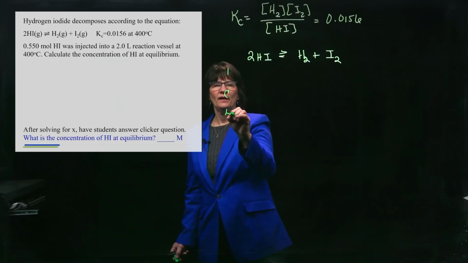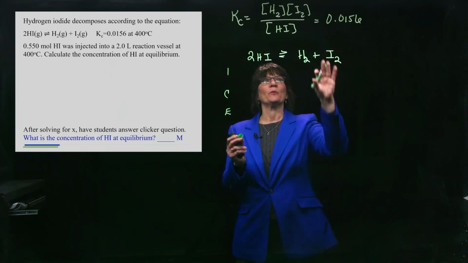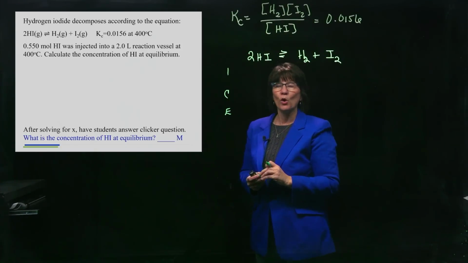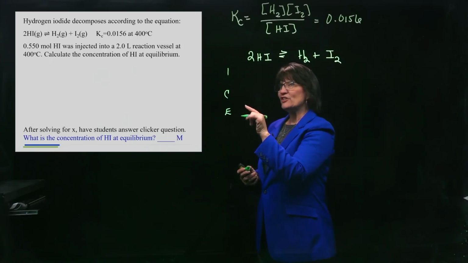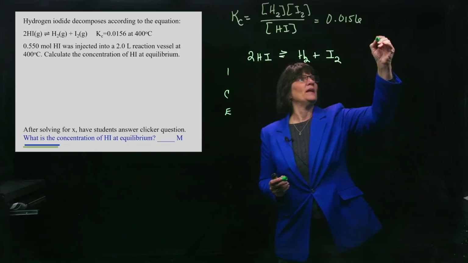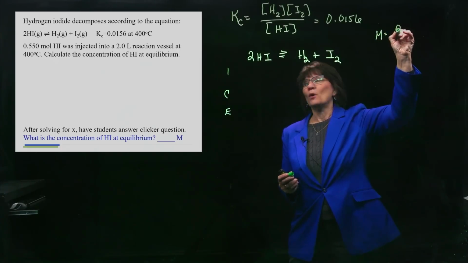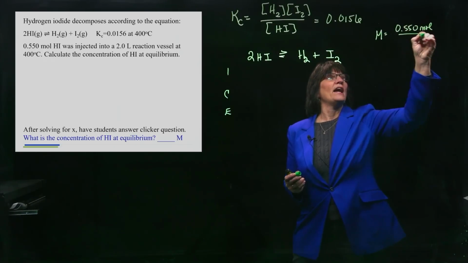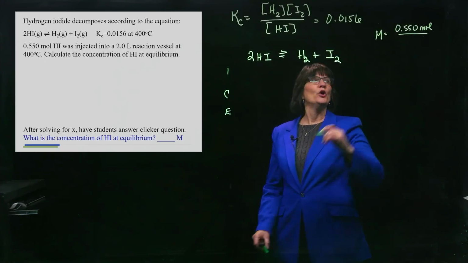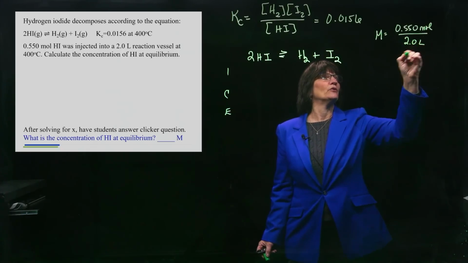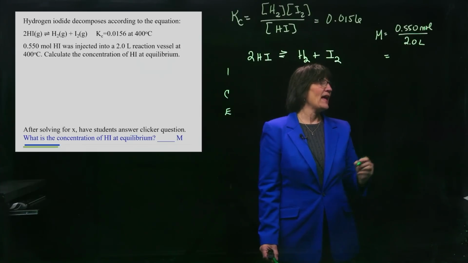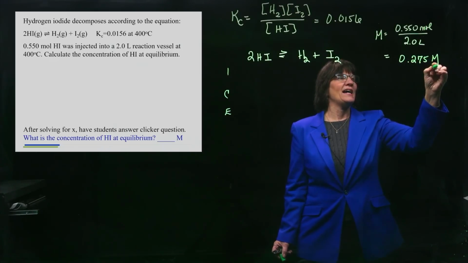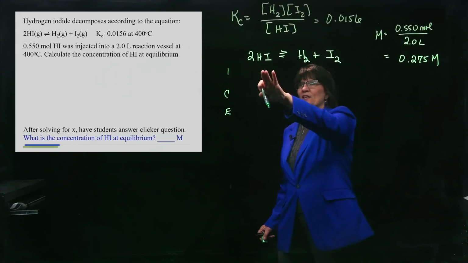ICE. Now what do we plug into here when we're dealing with concentrations? In Kc, it needs to be molarity. Molarity is moles per liter. So I have HI given to me. They give me the value for molarity is the moles, which is 0.550, divided by the volume of my container, which is 2.0 liters, moles per liter. And that's going to give me 0.275 as my molarity, and that's of HI.